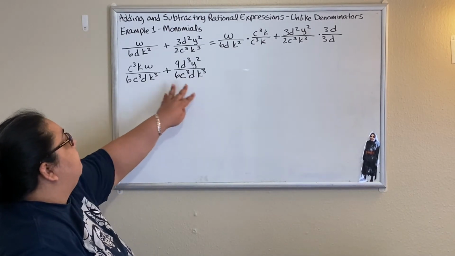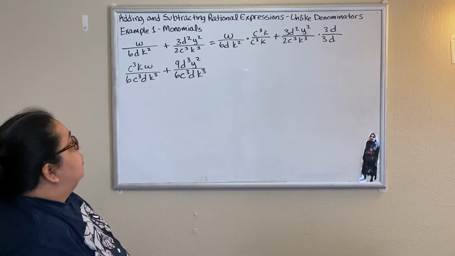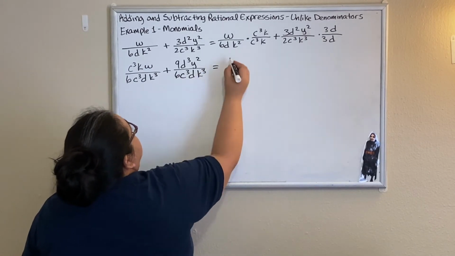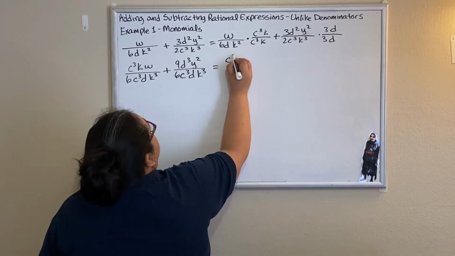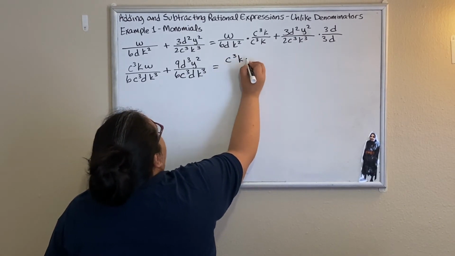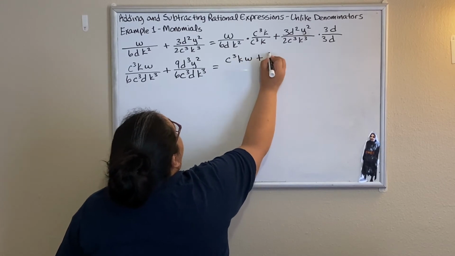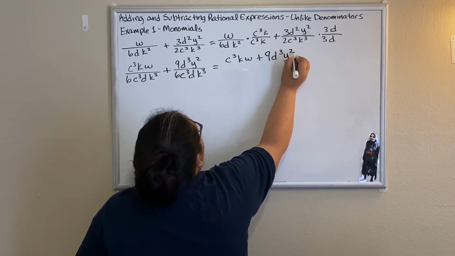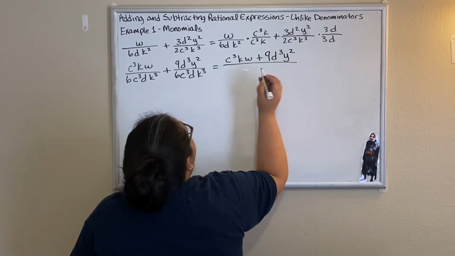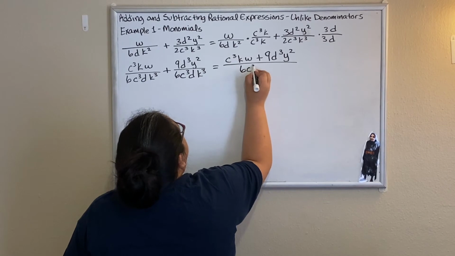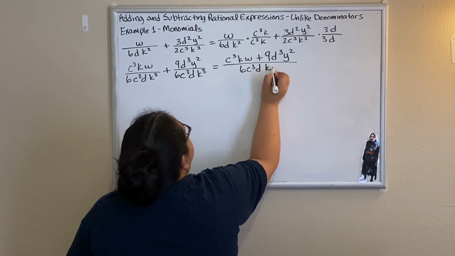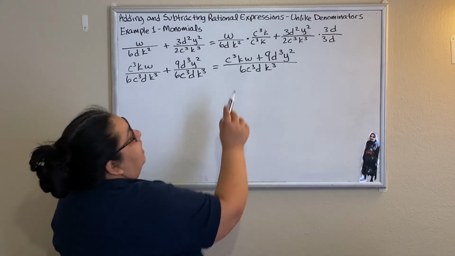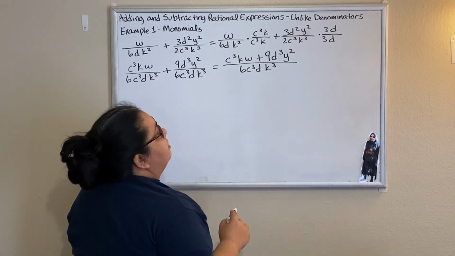They are the same. I have common denominators now. So when I have common denominators, I can simply add the numerators. So we're going to say c to the third, k, w, plus 9 d to the third y squared, and all of that is going to be over 6 c cubed d k cubed. And then we check, is there anything to factor and reduce?